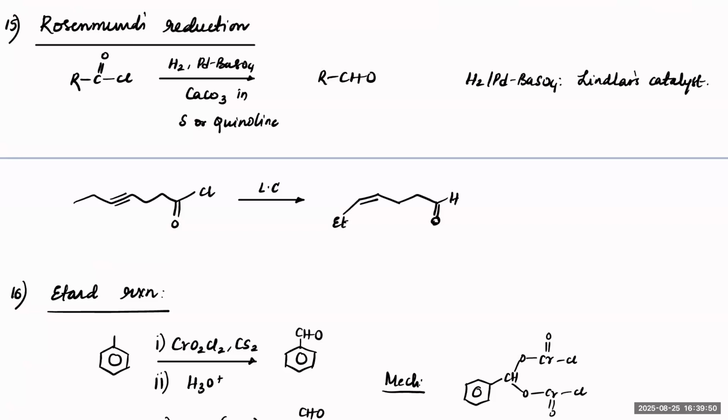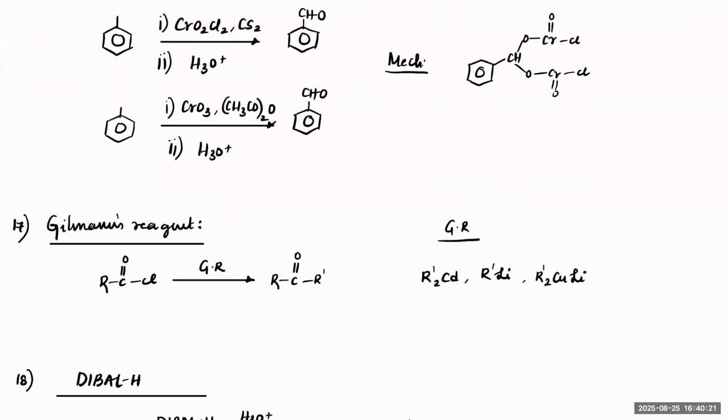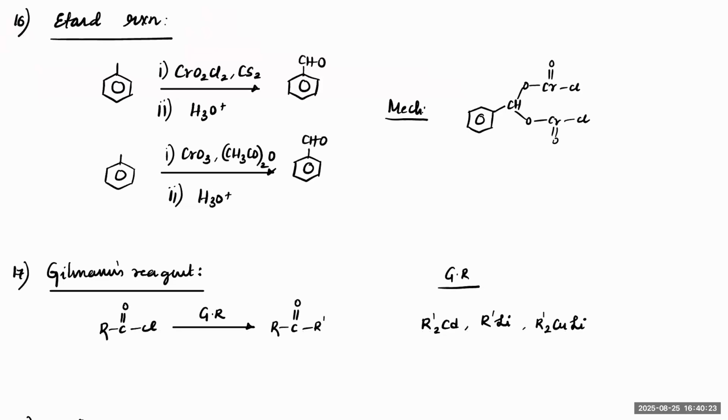And to make sure further reduction is not happening, we use sulfur or quinoline and add it on the surface of the metal so that it will act like a poison. Okay. If by chance I have an acid chloride and an alkyne group, the alkyne will convert into a cis form, right? Because you know that there will be a cis addition in the presence of palladium barium sulfate, and acid chloride will convert into an aldehyde form.